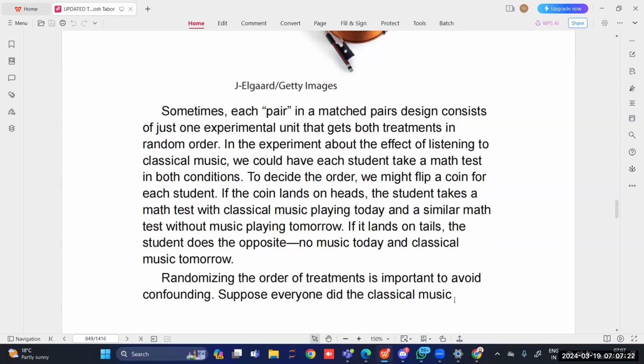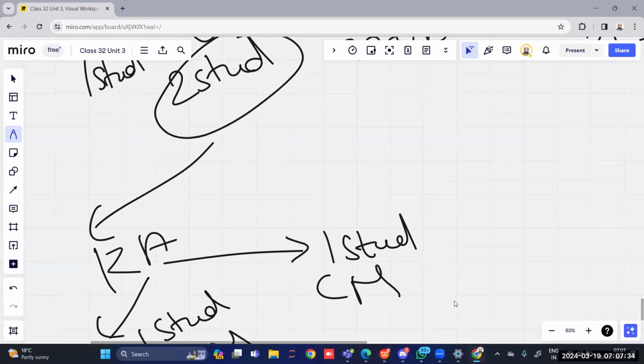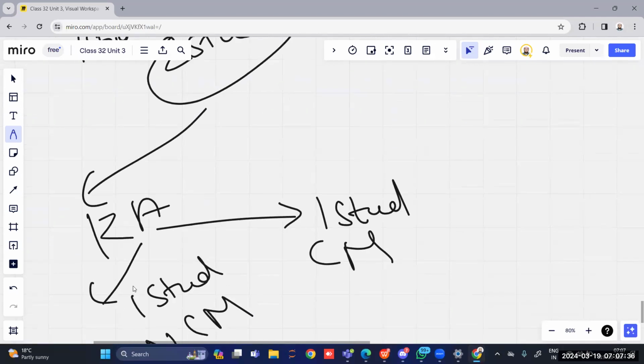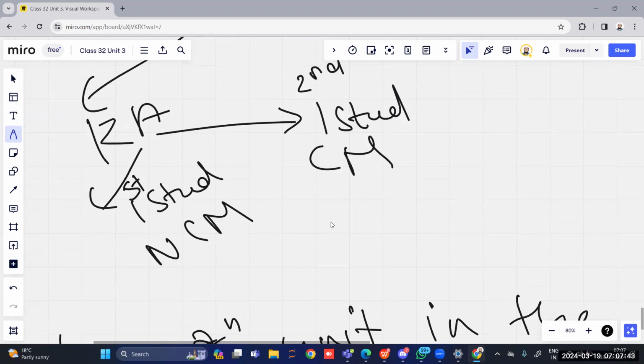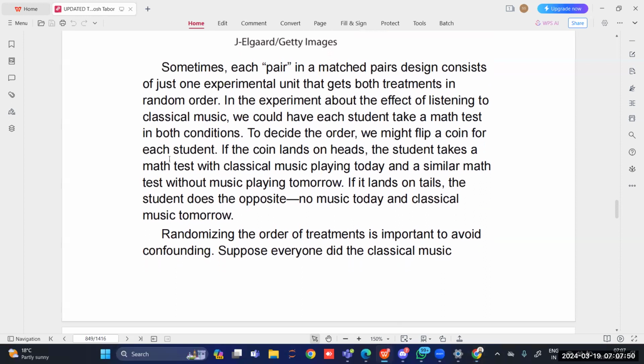So in the experiment above, on the effect of listening to classical music, we would have each student take a math test in both conditions. To decide the order, we might flip a coin for each student. Means what? For example, the first student takes the non-classical music test and then the classical music test. In the other case, the second student takes the classical music test and then the non-classical one. The order is decided by flipping a coin.